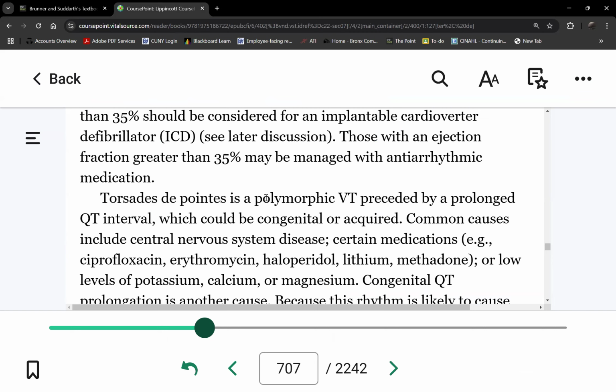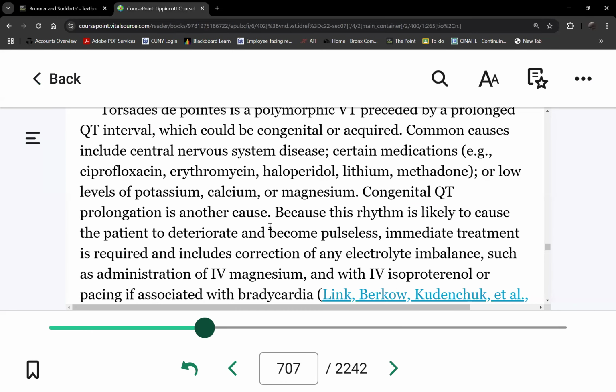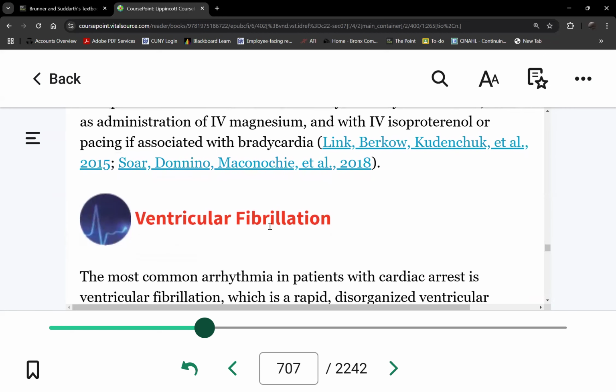But in torsade de pointes, of course, this is a polymorphic type of VTAC. So again, there are two types here, either pulseless or with a pulse. But most people on this rhythm are already unconscious and should be treated right away. It's an emergency, basically.